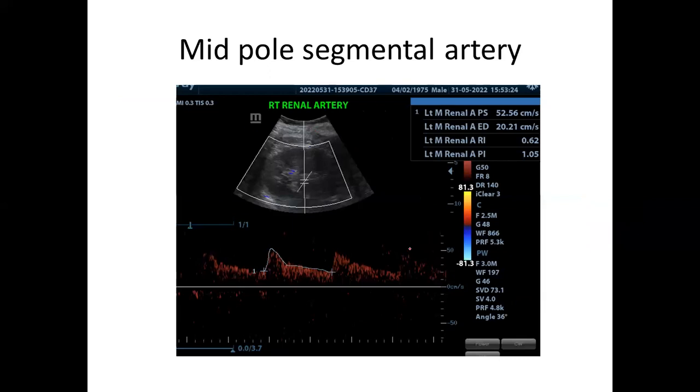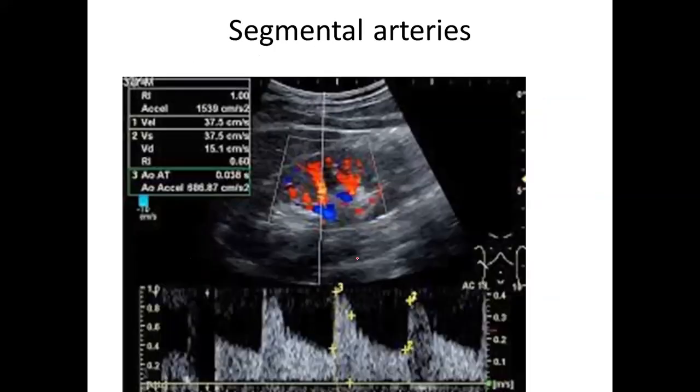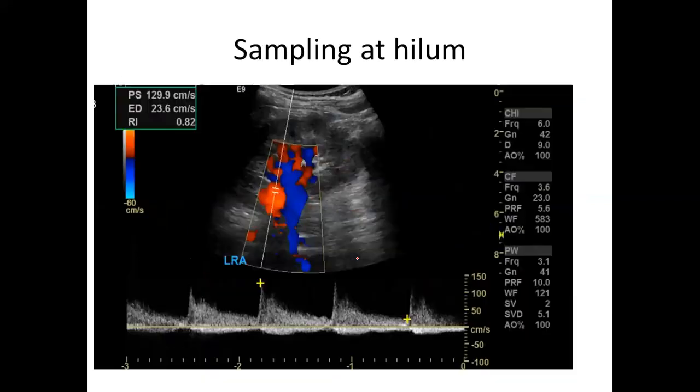This is just an example of a mid-pole segmental artery and the waveform there, and the value there is 0.62, which is less than 0.7 for the RI, and the peak systolic velocity is 52, which is less than 200 centimeters per second, denoting that this is a normal finding. This is another picture also showing how we sample the segmental arteries.